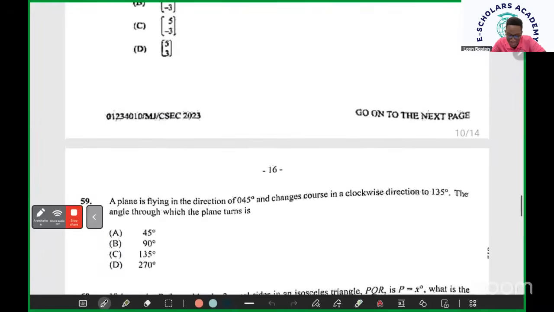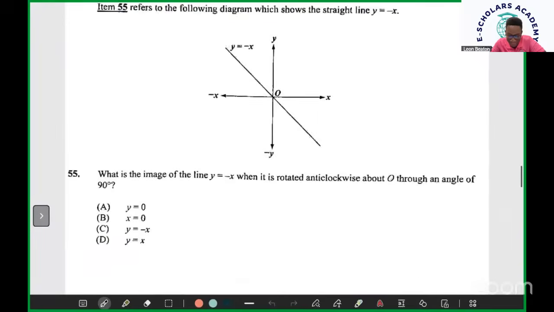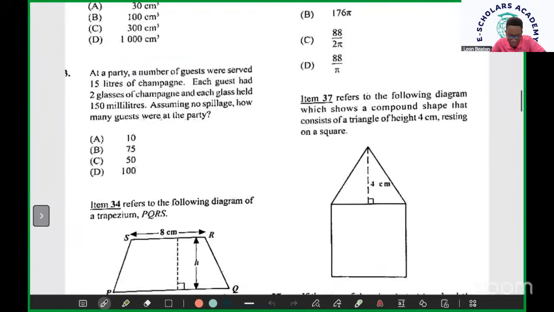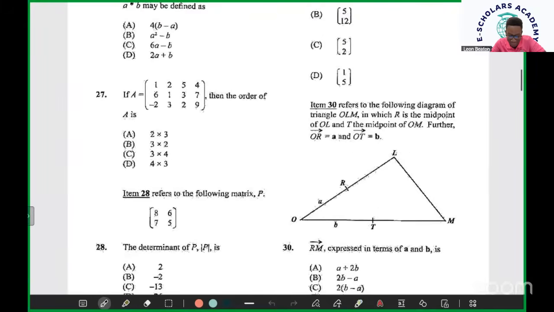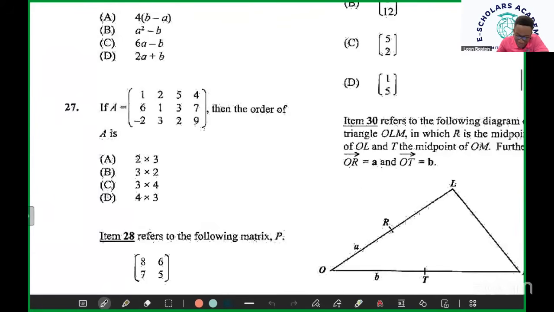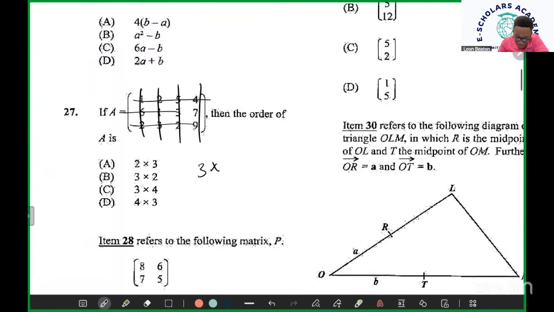Well, we're not going to meet number 16. Roll, pick up the pace. So the order of this matrix, this is 1, 2, 3, and this is 1, 2, 3, 4, so 3 by 4, which is C.